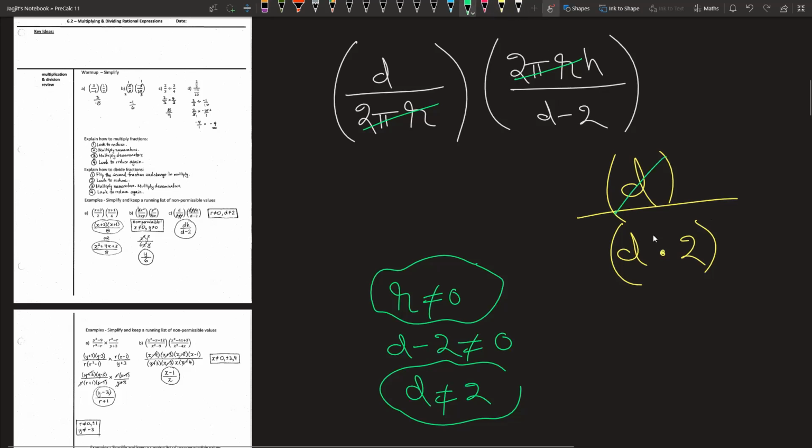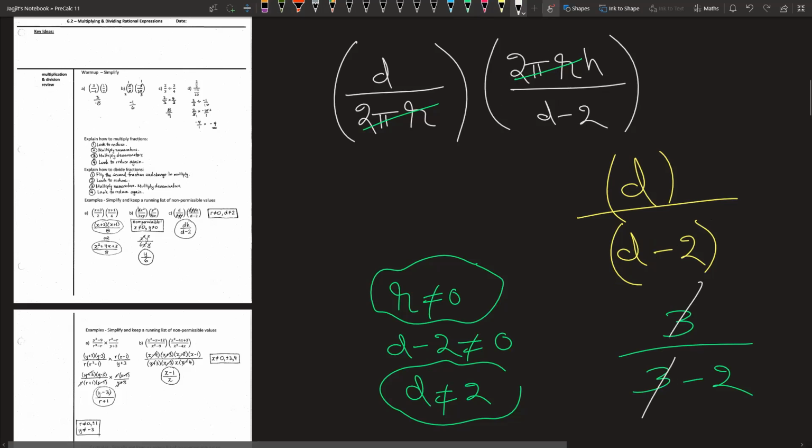Why? Because this is d and then this is d. They're the same, so you can cancel them. But if there's a plus or minus at the bottom, you cannot. Why? Because this is d minus 2. It's like saying, if I have 3, and at the bottom I have 3 minus 2, guys, can you cancel this 3 with this 3? Absolutely not. So make sure you don't make that rookie mistake.